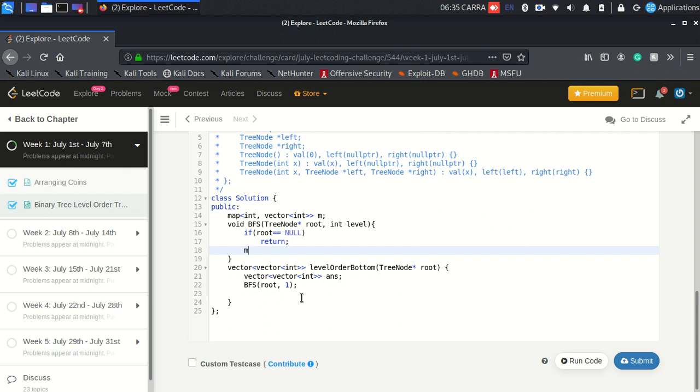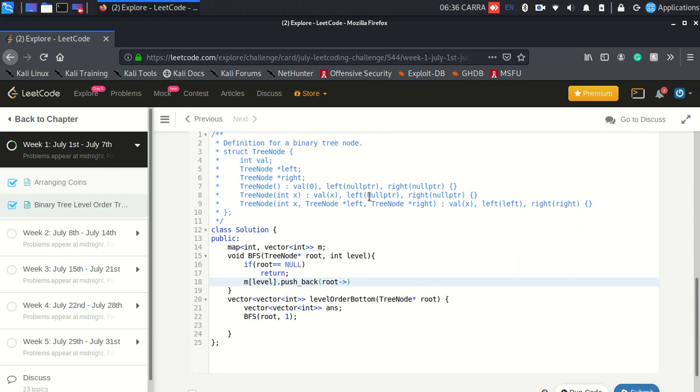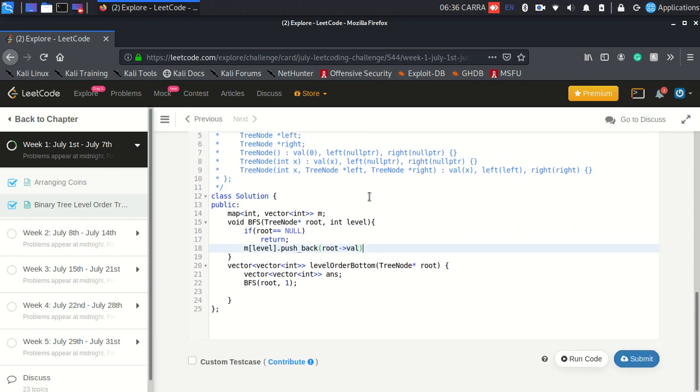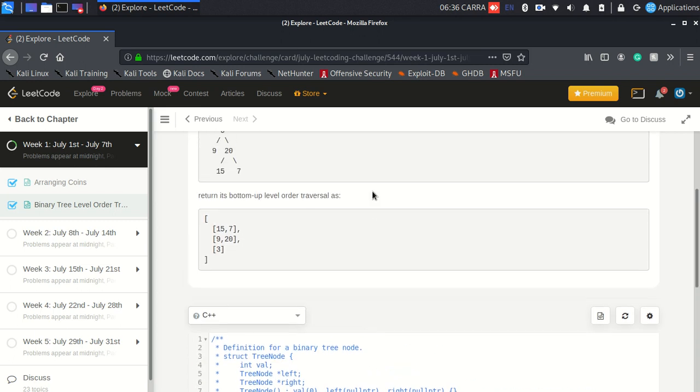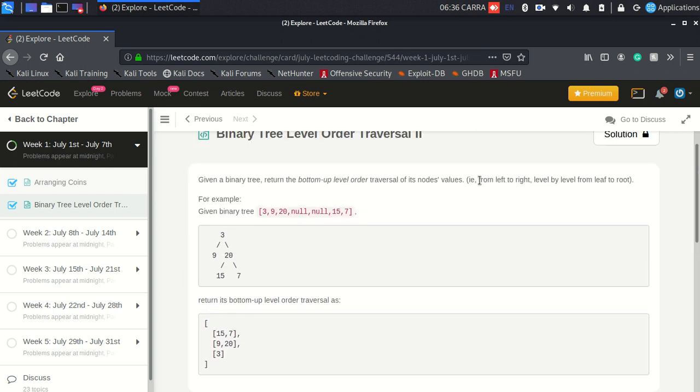So what I'll do is nothing but v of level, because level tells me which level it has. So v of level dot pushback, because v of level is nothing but a vector. So I push all these values in the vector. So I have root of level, not level, the value, right? So it's nothing but root of val.